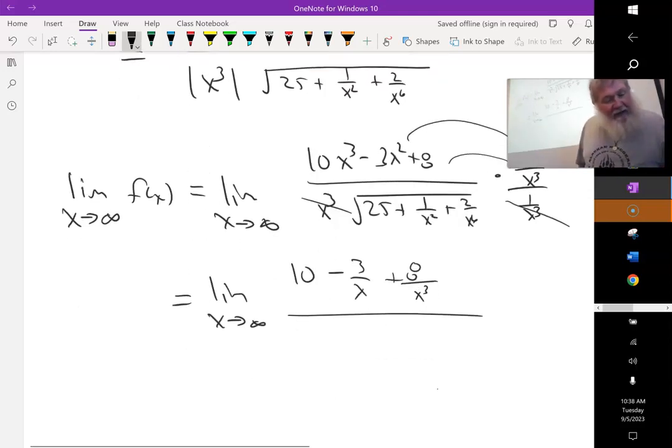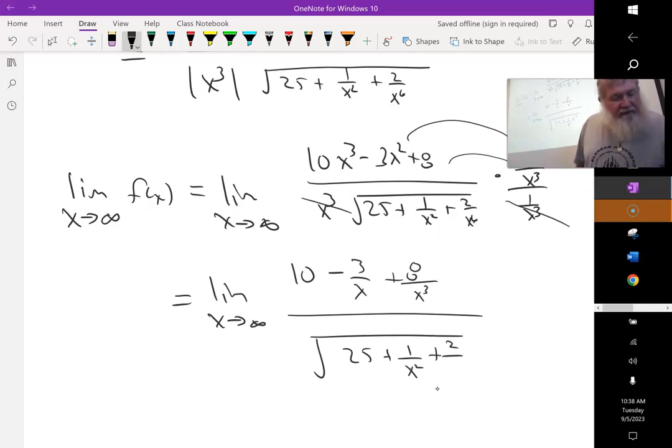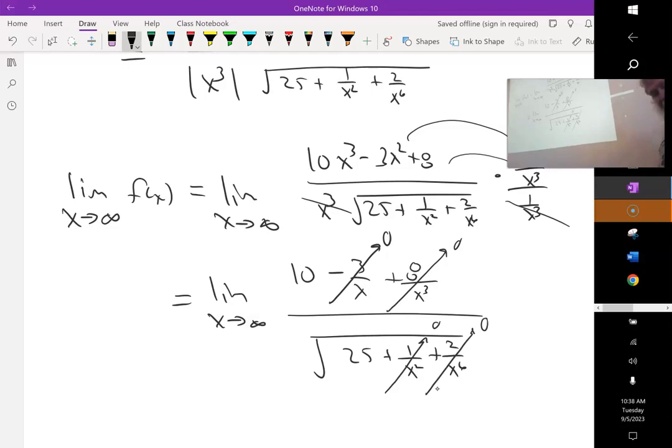And now I have the square root of 25 plus 1 over x squared plus 2 over x to the 6. Okay. So now let's let x get big. As x gets big, what happens to 3 over x? That goes to 0. What happens to 8 over x cubed? That also goes to 0. What happens here? This goes to 0. This goes to 0. That reciprocal law that we studied last Wednesday was important.